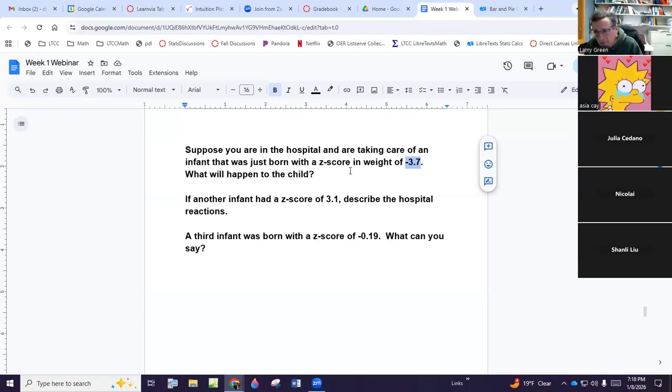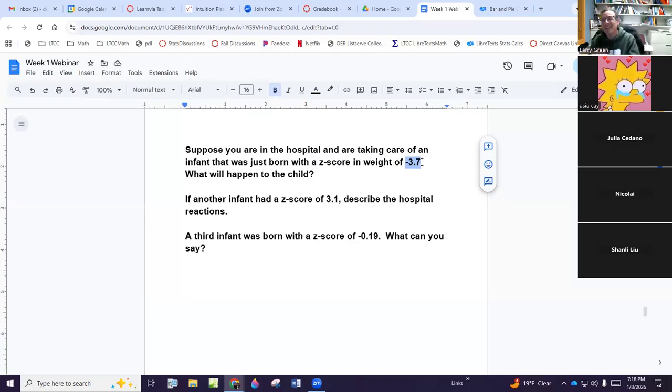Yeah, it might pass away. There's a very good chance, because negative 3.7 is an extreme outlier. Negative means on the low side, so it's a really, really tiny baby. Doesn't mean it's dead, just to let you know. But what it means is you are going to put that baby into intensive care, and that baby is going to need all kinds of medical treatment to keep it alive. Does that make sense?